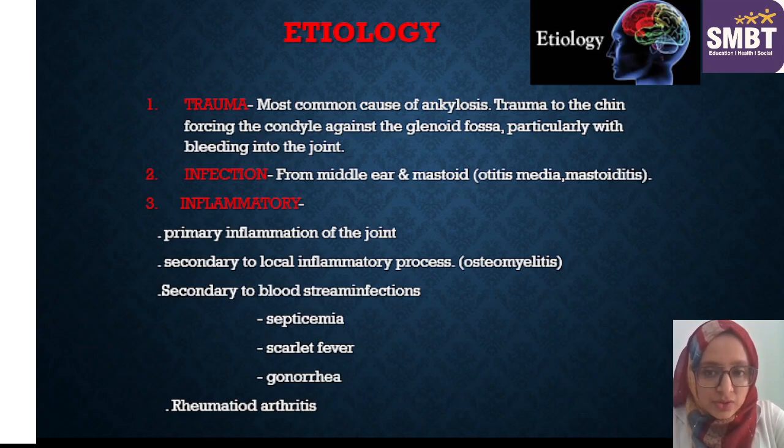The second most common etiological factor is infection. Infection from the middle ear and mastoid process, also known as otitis media or mastoiditis, can cause ankylosis. Inflammatory reasons are primary inflammation of the joint, or secondary to local inflammatory processes such as osteomyelitis, generalized osteomyelitis, which can lead to ankylosis in the TM joint. Secondary to bloodstream infections, the reasons can be septicemia, scarlet fever, gonorrhea, and rheumatoid arthritis.